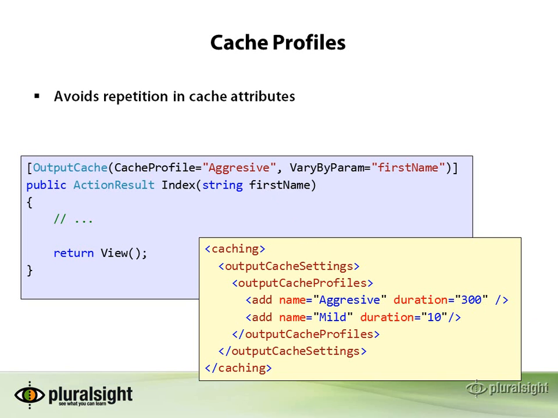I generally recommend using cache profiles instead of hard-coding cache settings, because first of all, it avoids repetition in the cache attributes. If you want to double the duration inside of all your cache attributes, you don't have to do a search and replace through the code. You just go to one location in your web.config file. It's also easier to change the cache settings now because all you're doing is editing the config file. You don't have to change the setting in code, recompile, and redeploy the application.